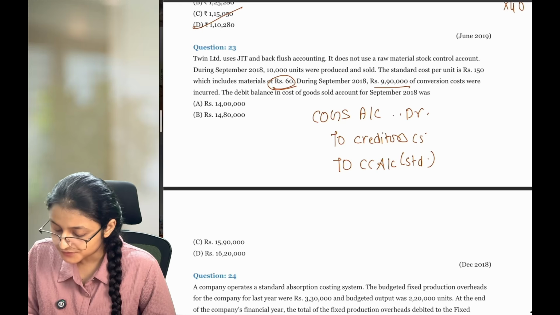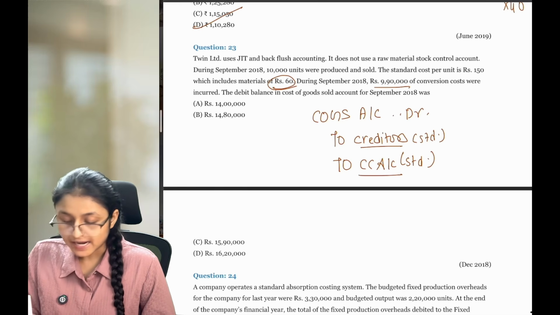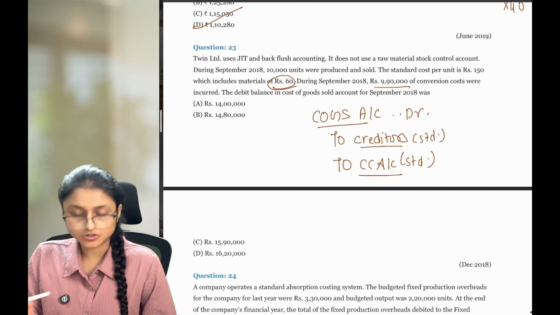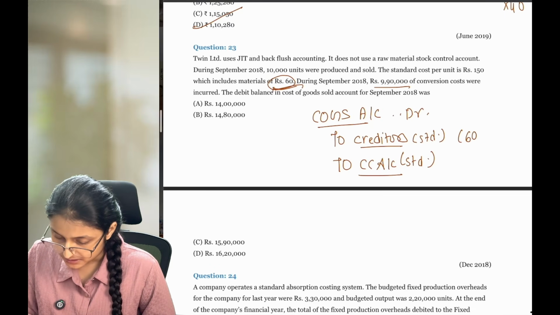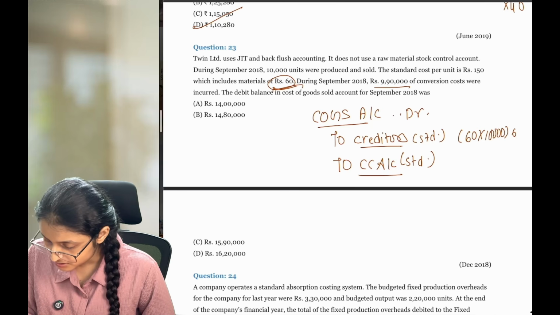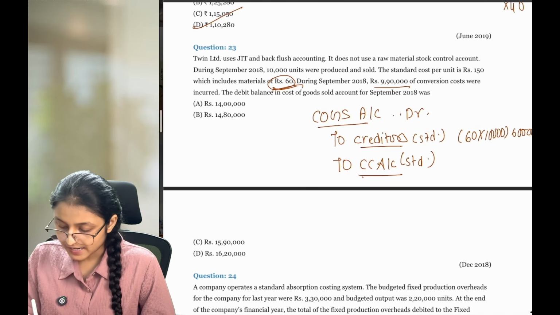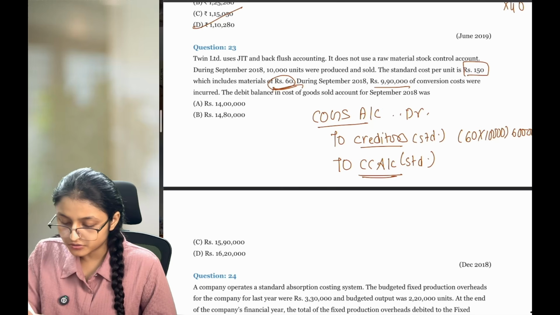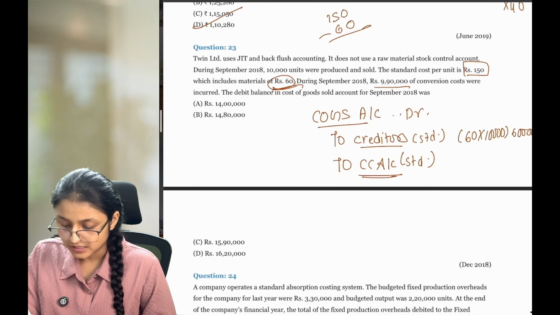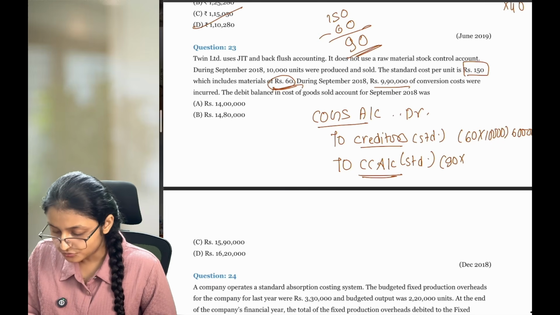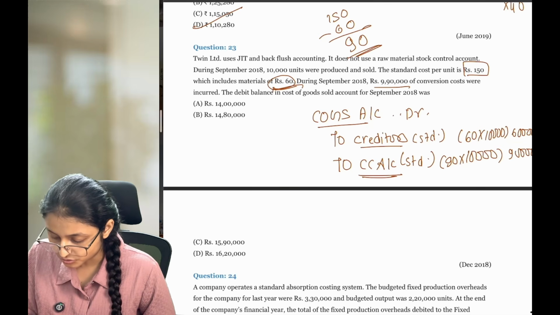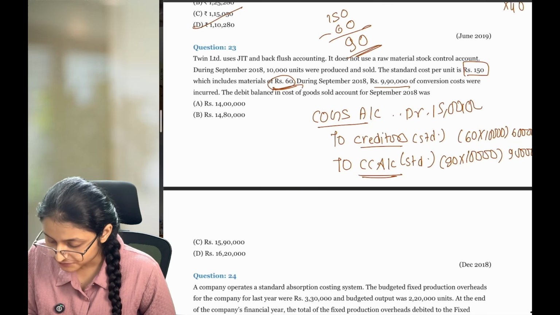Whenever we transfer our material and labor or overheads related cost to the cost of goods sold, we transfer at standard cost only. So material standard cost is 60 multiplied by 10,000 units, so this is equal to 6 lakh rupees. And conversion cost: as per standard, the total cost is 150, out of which 60 is material. That means the remaining 90 is your conversion cost. 90 into 10,000 will give you 9 lakh as the standard conversion cost, which we are going to charge to cost of goods sold. So in cost of goods sold, we are transferring 15 lakh rupees.